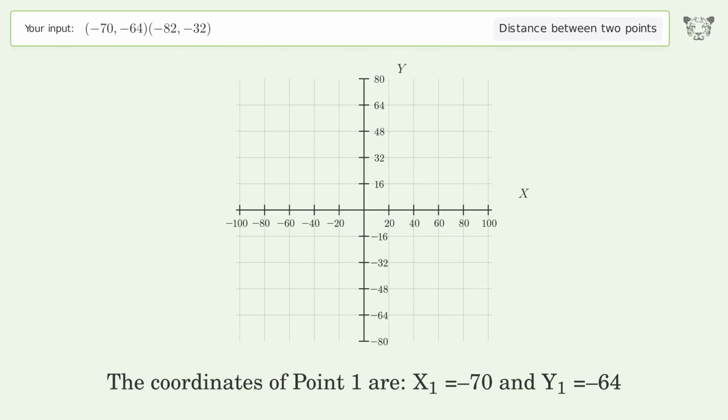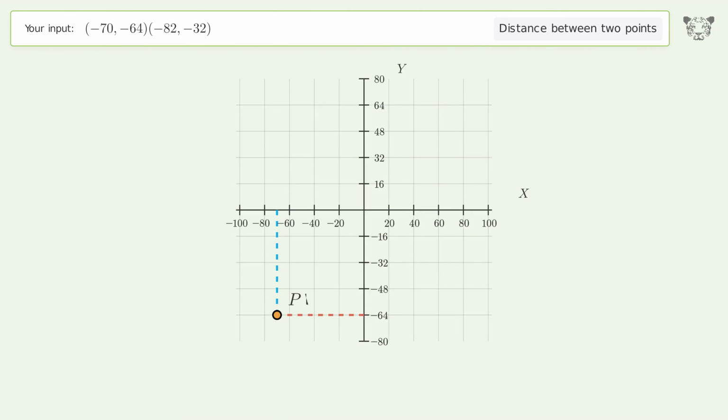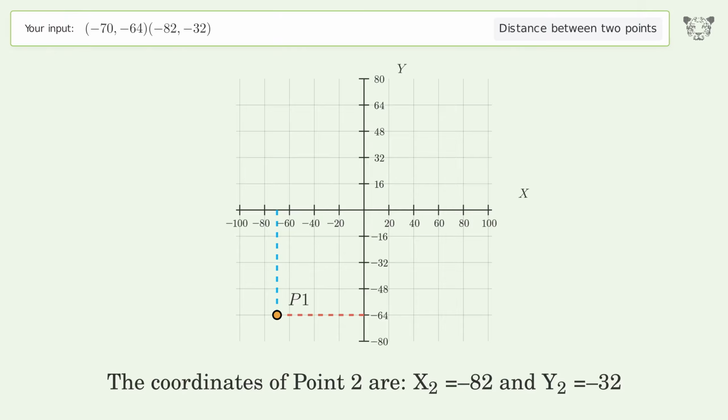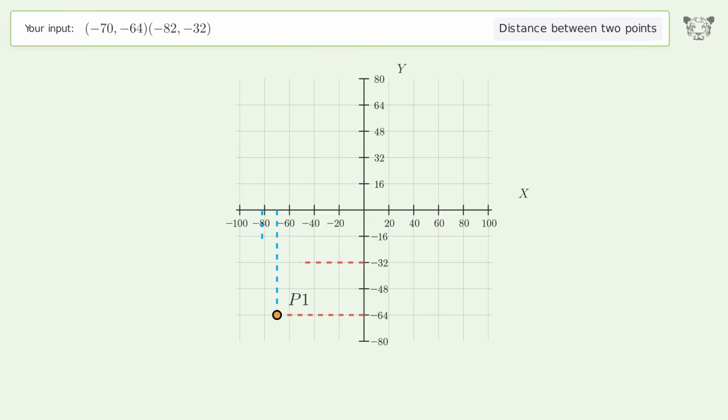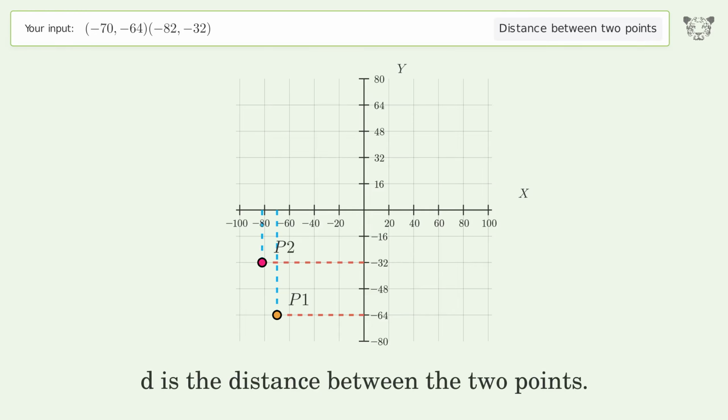The coordinates of point 1 are x1 equals -70 and y1 equals -64. The coordinates of point 2 are x2 equals -82 and y2 equals -32. D is the distance between the 2 points.